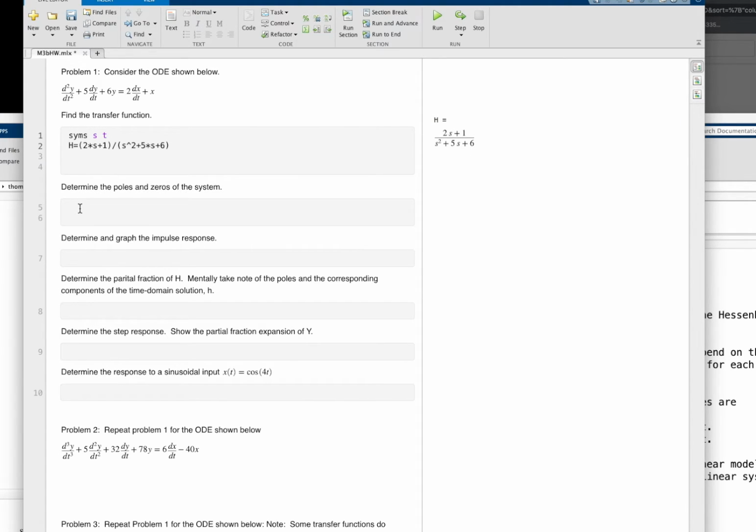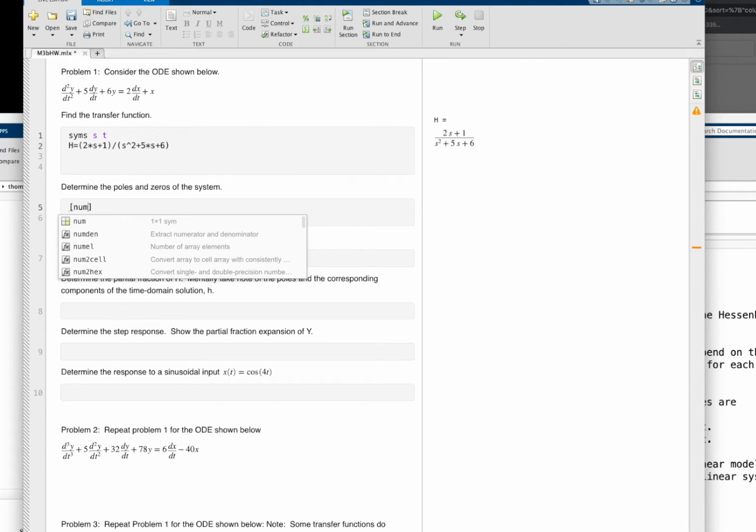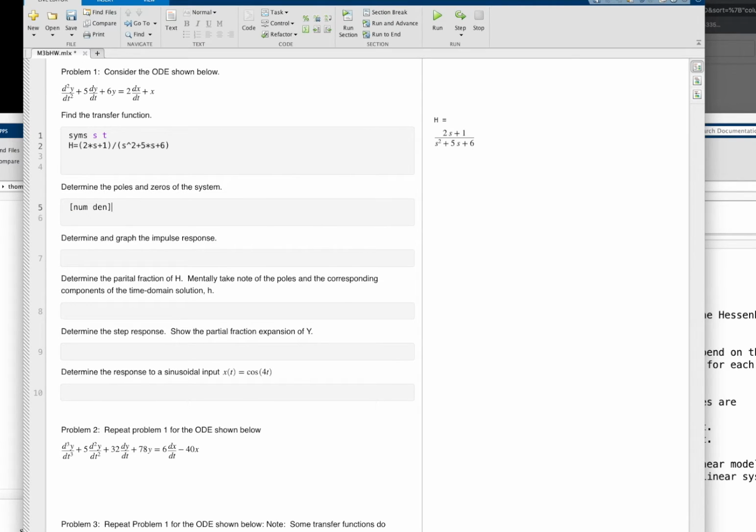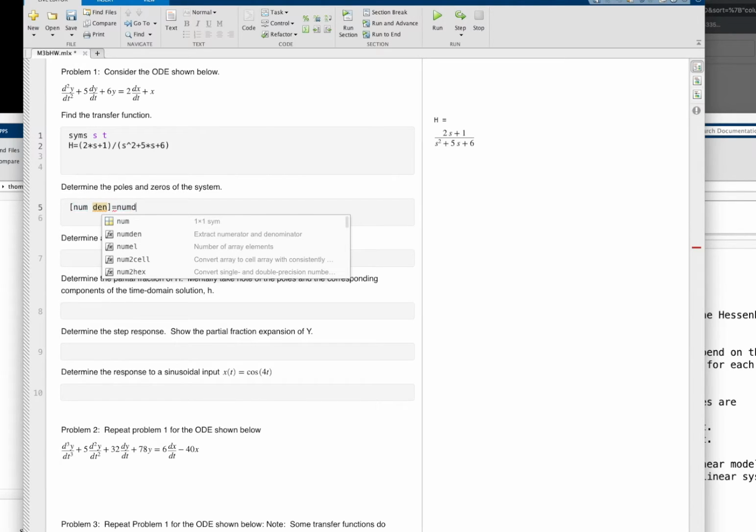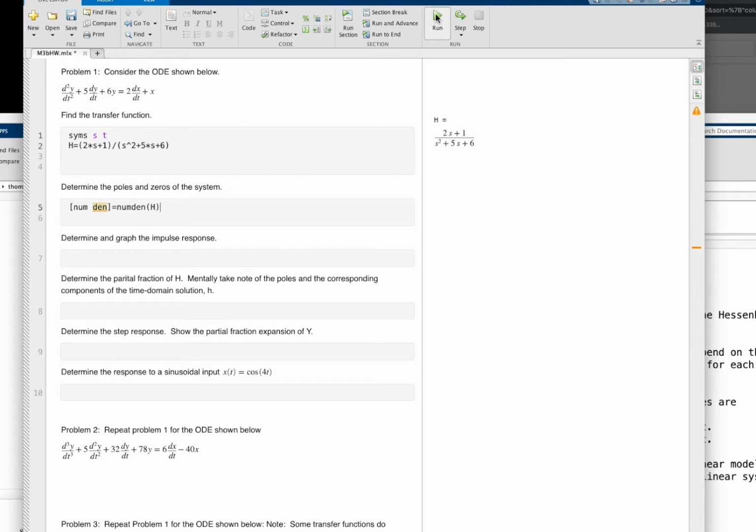Okay, so next I want you to find the poles and the zeros of the system. And there's a trick for this. I'm going to use num as a variable for the numerator, den as a variable for the denominator, and then there's a symbolic command called numden that will separate a rational function into the numerator part and the denominator part. Remember, a rational function is just a ratio of polynomials. So when I run that, you see there's the numerator, there's the denominator. I've got those separated out.